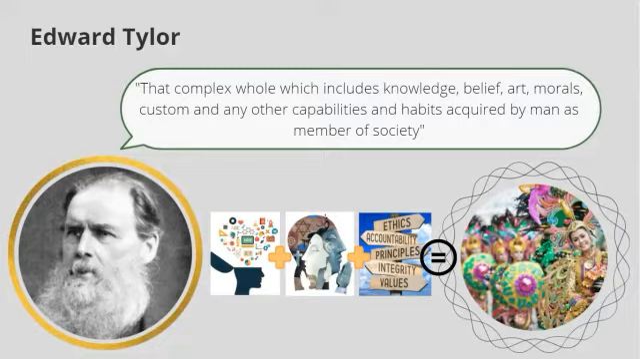As the picture has shown, knowledge plus belief plus morals is equal to culture. Therefore, culture is the totality of everything in the society.